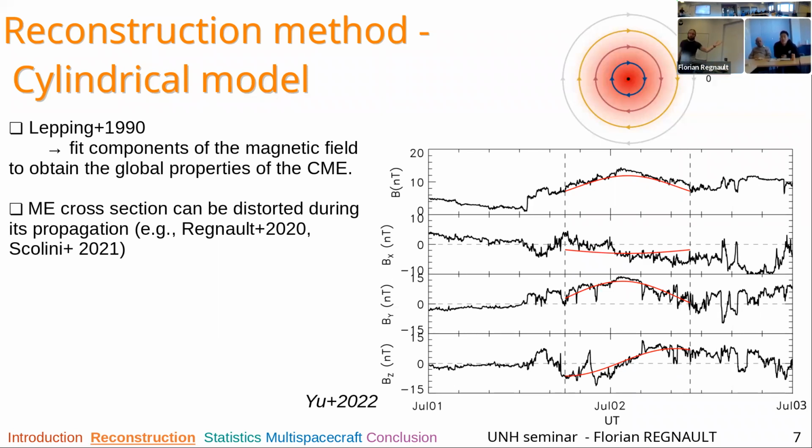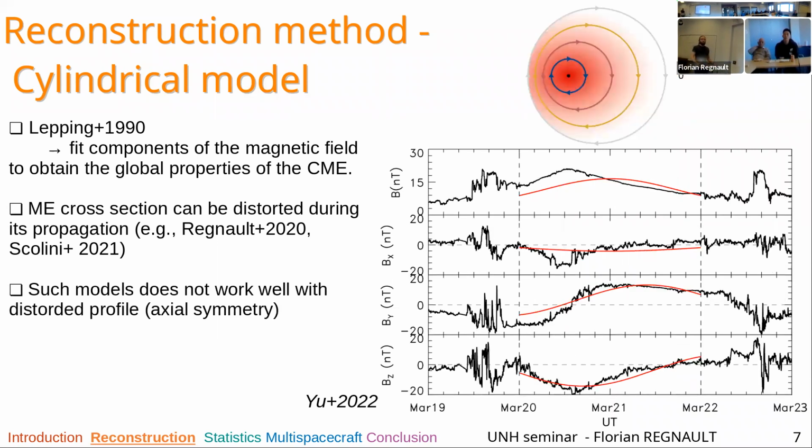This is something that we found in a study that we did during my PhD, but also some simulation performed by Camilla Scolini, another postdoc at UNH, showed that it's not that simple. Some CMEs may have this cross section, but most of them actually will not have that nice circular shape during their propagation.